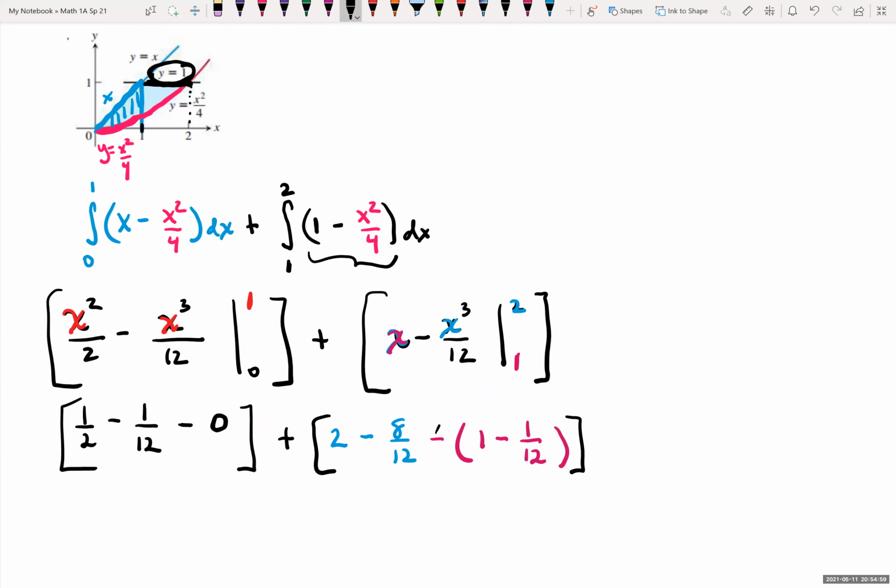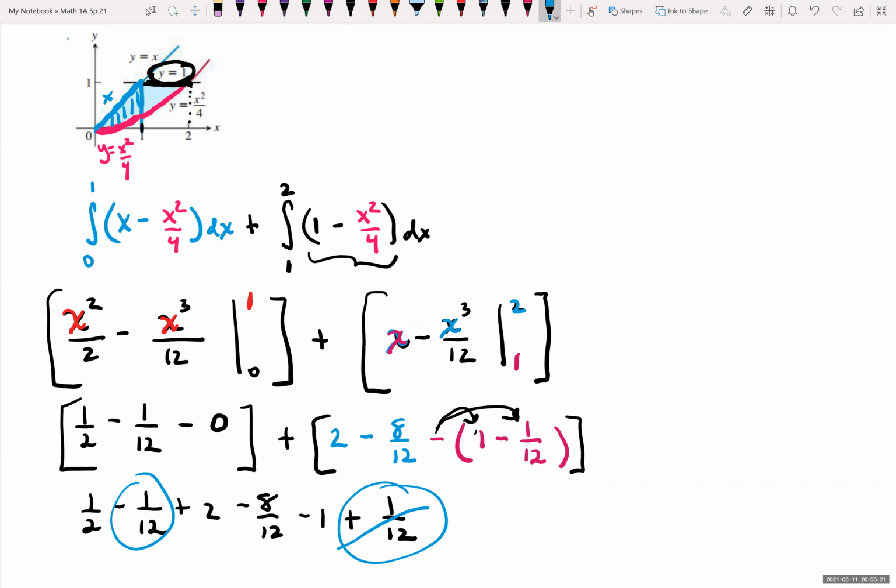We can distribute, we can then combine like terms. So we have 1/2, well, they're all like terms. Maybe things with the same denominator. So we have 1/2 minus 1/12 plus 2 minus 8/12. This is going to give me a -1/12 plus a 1/12. So I notice my -1/12 plus my 1/12 cancels.